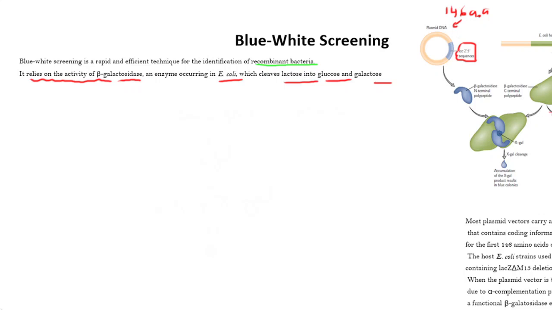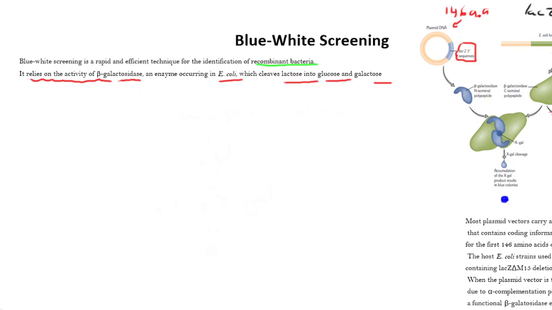And when it comes to our E. coli, because in E. coli we usually find this enzyme, what we do is that the E. coli that is used is a mutant strain that is going to have this LAC-Z with a delta 15 deletion. This deletion means that the LAC-Z in our E. coli is going to be incomplete. And in order for us to have a nice result, the presence of a blue color here, both segments of the LAC-Z must combine together.